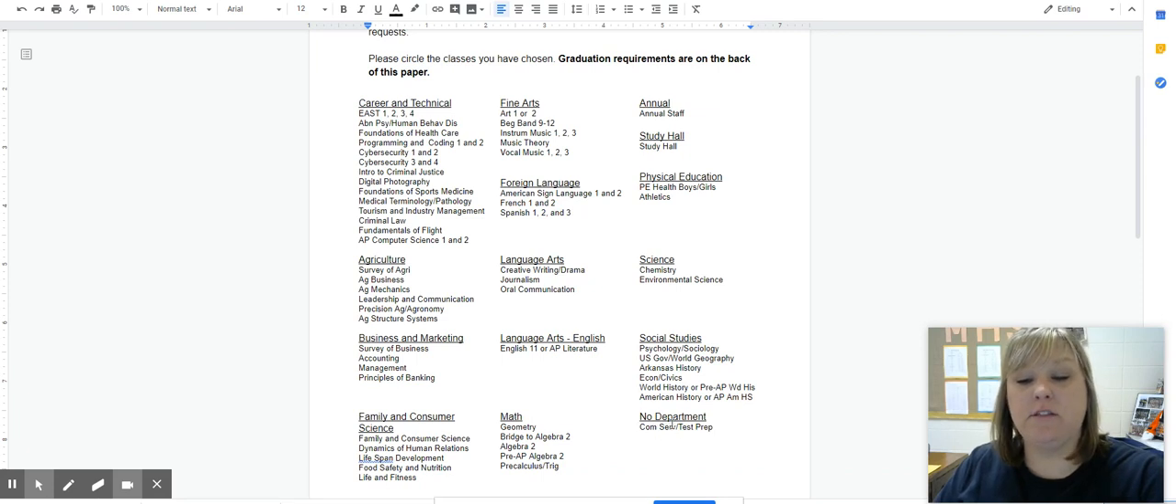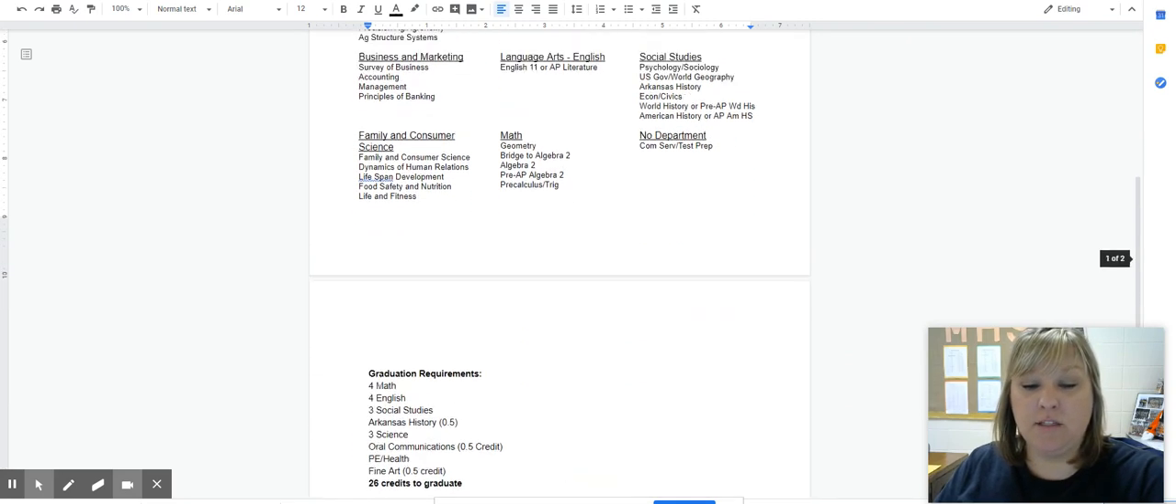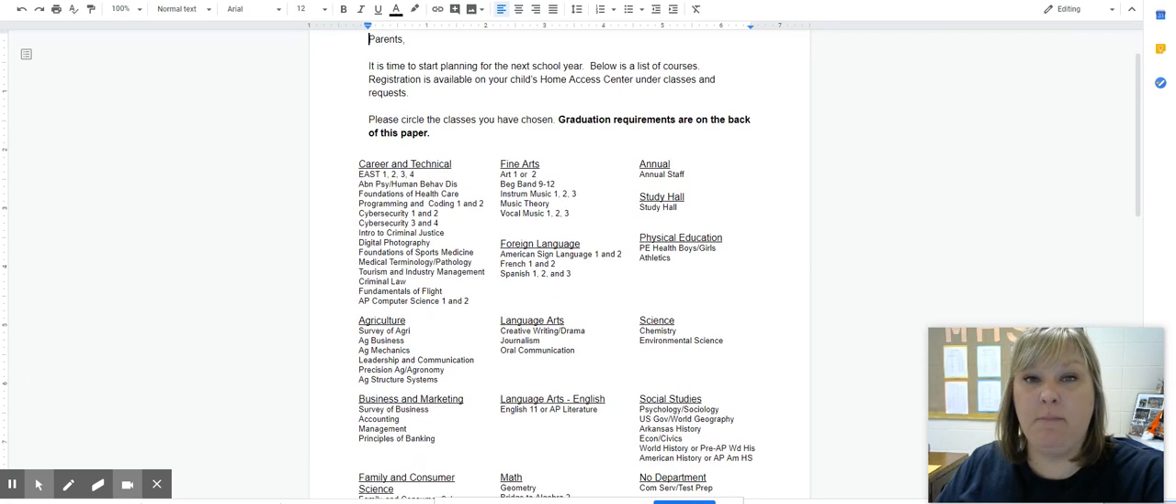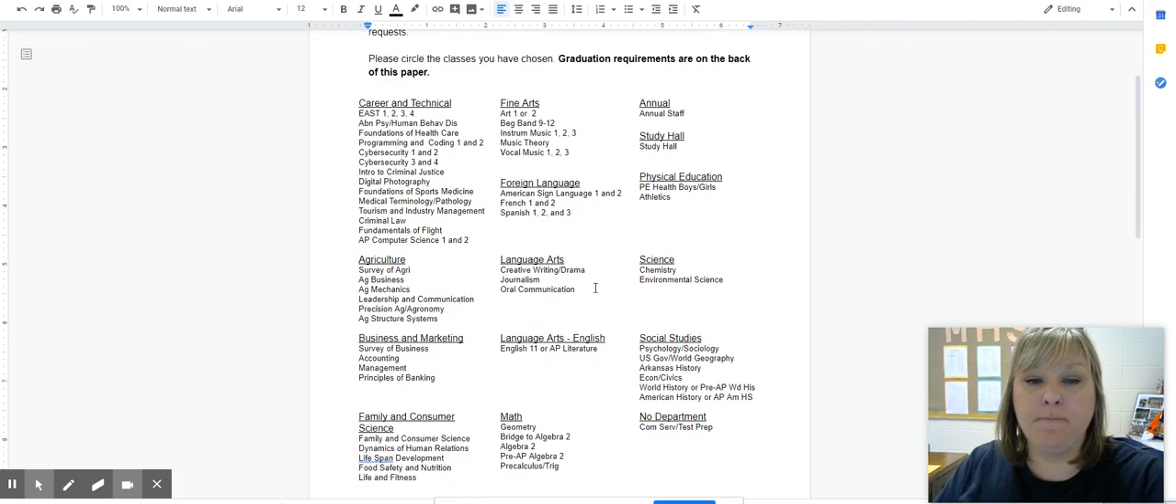11th graders have to take this community service and test prep. This is an ACT prep class that we use to prepare you for the ACT that you're going to take as an 11th grader here at school. So that's 11th grade. So if you're in 9th or 11th grade, you must have a math, English, science, and social studies every year, okay?